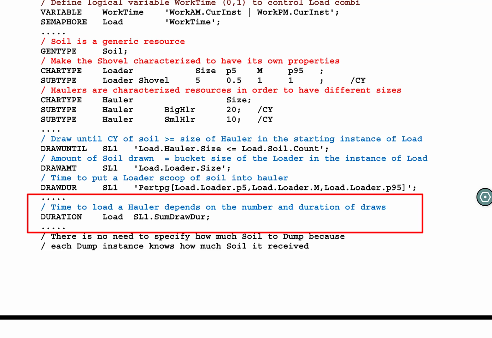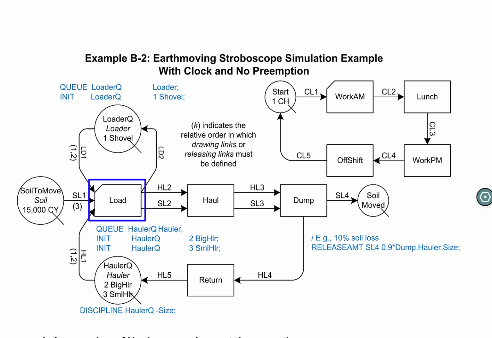When the drawing process is complete, then the new instance of activity load will determine its duration. The formula that determines the duration for activity load is SL1.sum draw duration. That formula returns the sum of the 4 random variables that were sampled by link SL1 each time it drew 5 cubic yards from the preceding Q. No other activity can start until the first instance of activity load terminates.